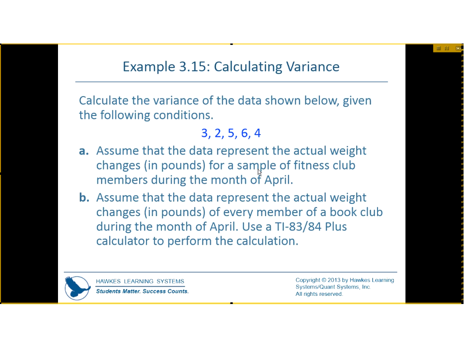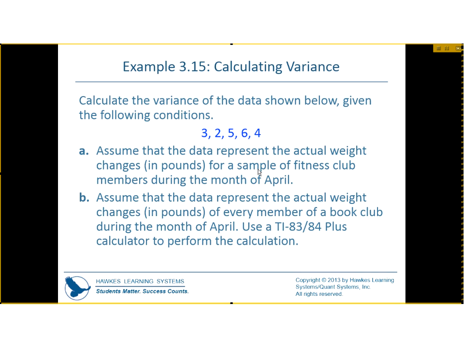All right, so let's look at this. Calculate the variance of the data shown below given the conditions. Assume that the data represents the actual weight changes in pounds for a sample of the fitness club members during the month of April. And then the next one says, assume that the data represents the actual weight changes in pounds of every member of the book club during the month of April. Use the TI-83 Plus for this.